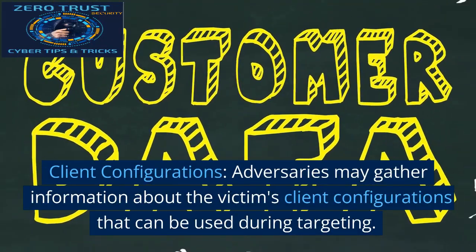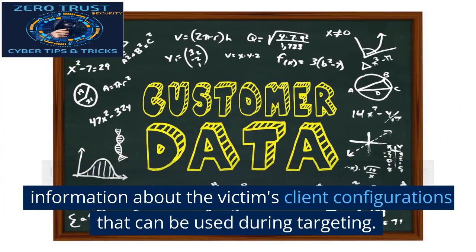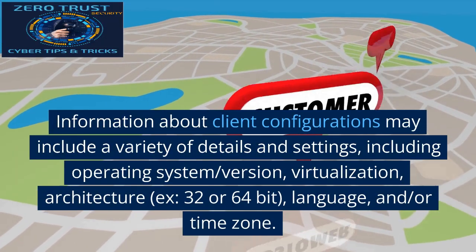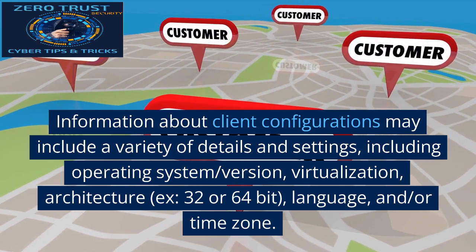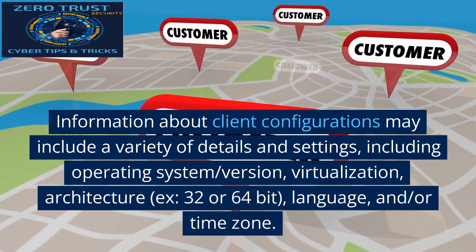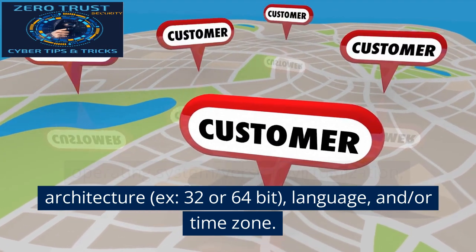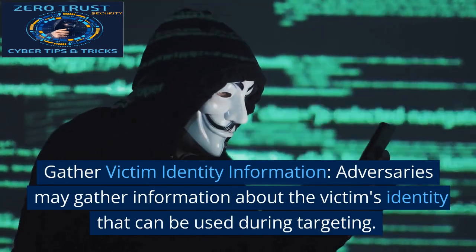Client configurations. Adversaries may gather information about the victim's client configurations that can be used during targeting. Information about client configurations may include a variety of details and settings, including operating system, version, virtualization, architecture, 32 or 64-bit, language, and/or time zone. Gather victim identity information.